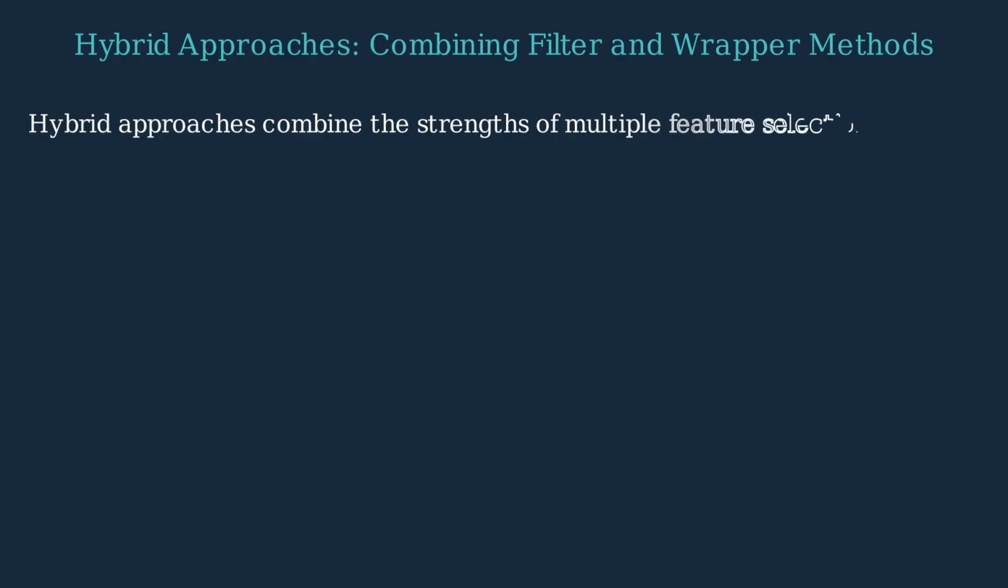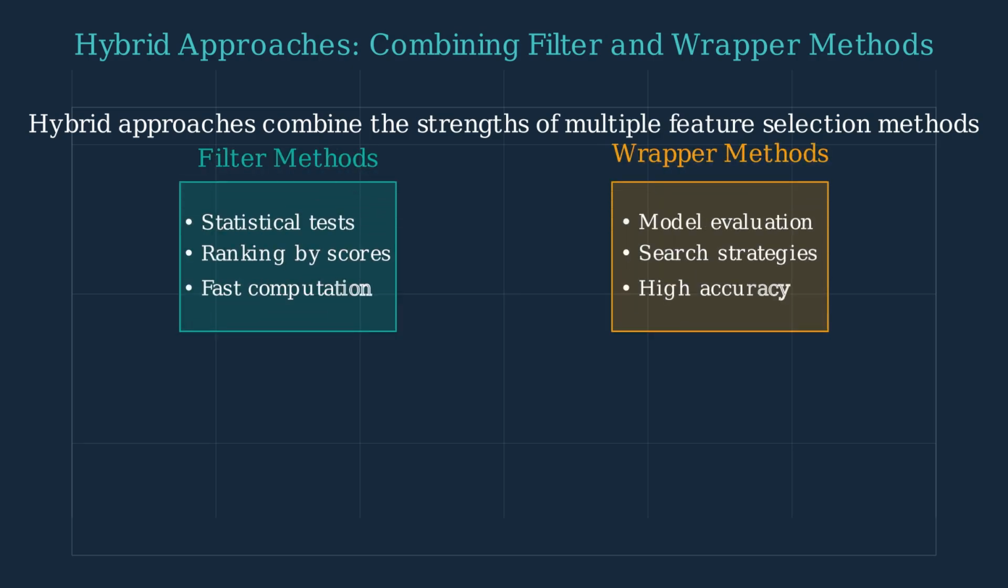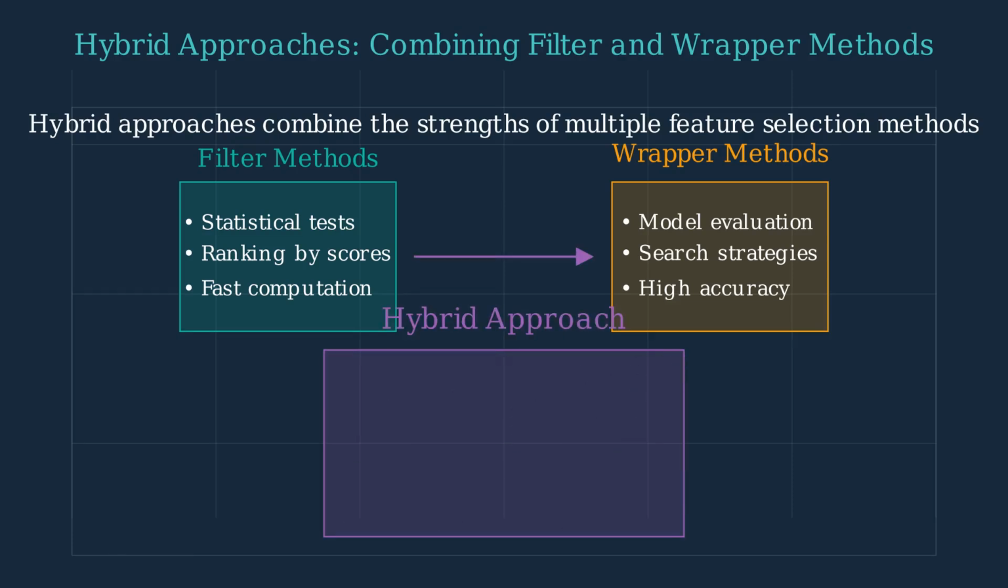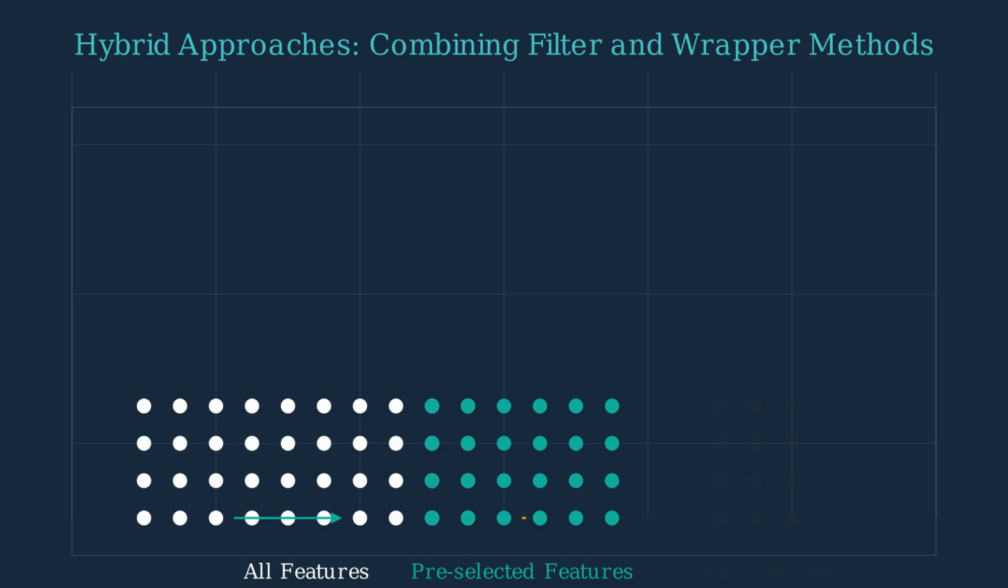Hybrid approaches in feature selection combine the strengths of multiple methods to achieve better results than using any single method alone. Filter methods use statistical tests to quickly rank features, while wrapper methods use actual model performance to select the best features. By combining these approaches, we can create a hybrid method that leverages the speed of filters and the accuracy of wrappers. A typical hybrid approach first uses a filter method to quickly reduce the feature space, then applies a more computationally intensive wrapper method on the reduced set.